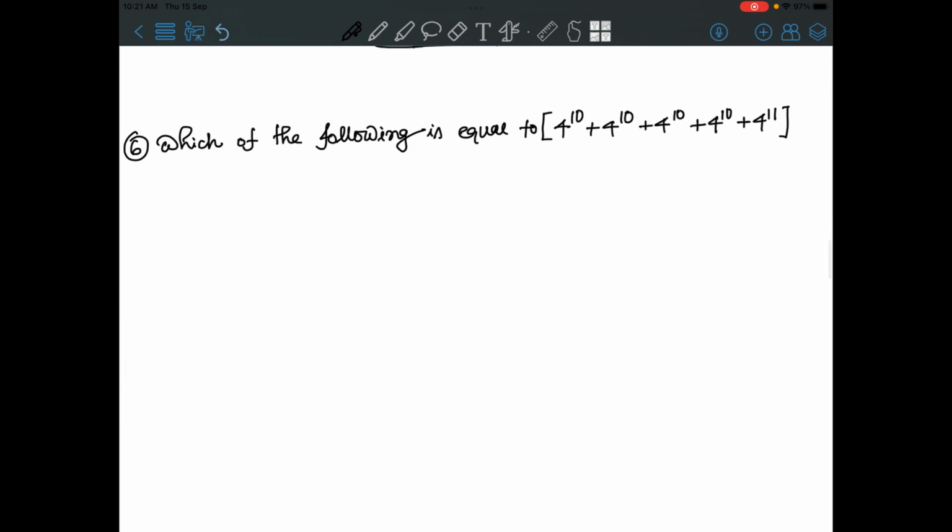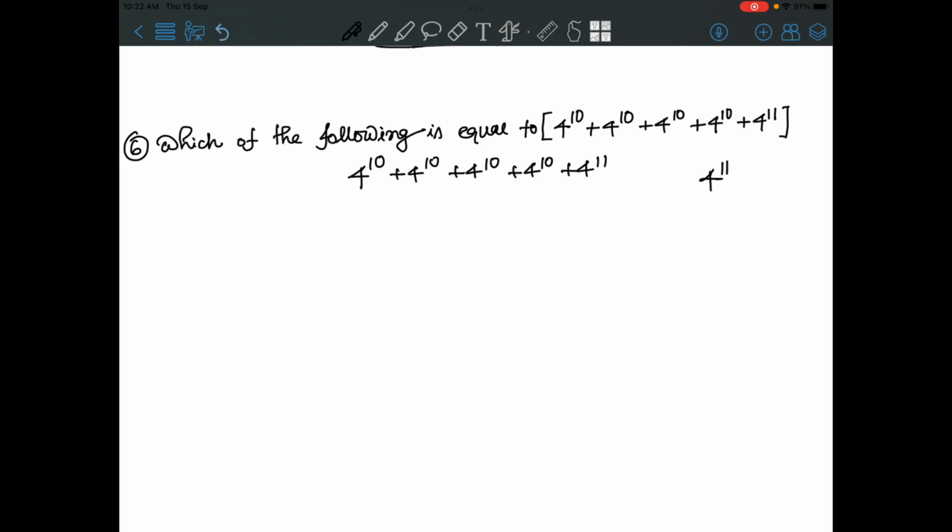Now the next problem. The next problem is: which of the following is equal to 4 to the power 10 plus 4 to the power 10 plus 4 to the power 10 plus 4 to the power 10 plus 4 to the power 11? This is a very easy problem. So 4 to the power 10 plus 4 to the power 10 plus 4 to the power 10 plus 4 to the power 10 plus 4 to the power 11.